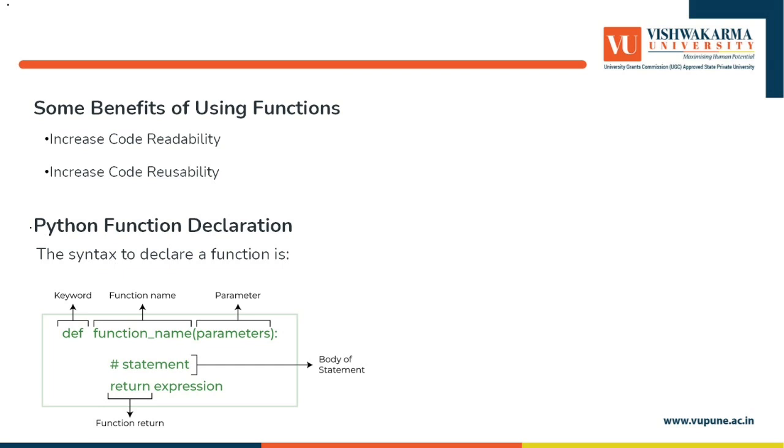Next, function declaration. First is the keyword def, used to define a function. It tells Python I am starting a function definition. Second is function name and parameters in brackets. Function name is the name of your function. Parameter is an optional input value the function can take. Colon is the start of the function body.